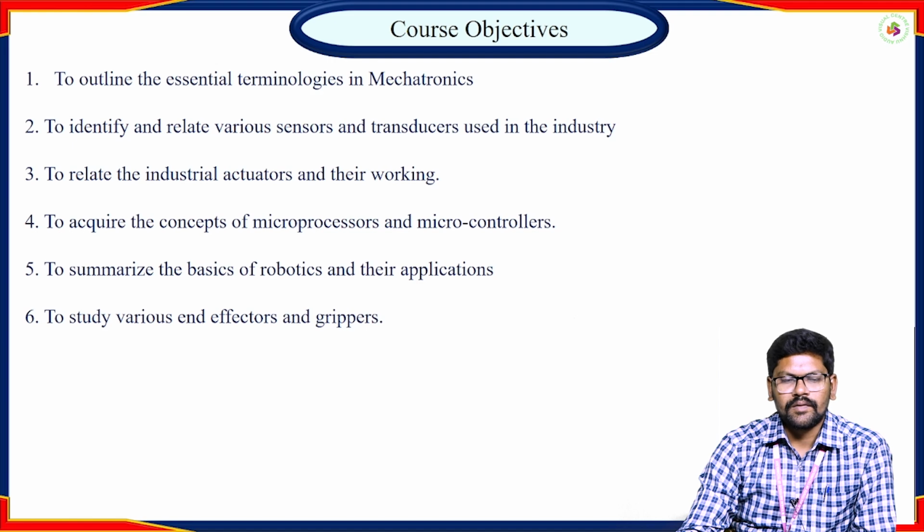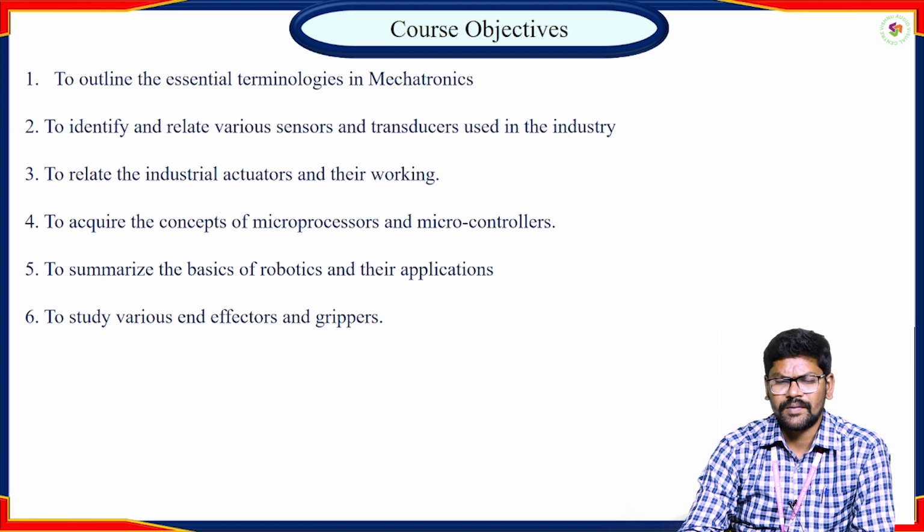In unit 3, we will cover various industrial actuators and their working principles. The fourth objective is to acquire the concepts of microprocessors and microcontrollers. And fifth, unit 4 will summarize the basics of robotics and their applications. Finally, in unit 5, we are going to discuss the various end effectors and grippers of robots. These are the course objectives.